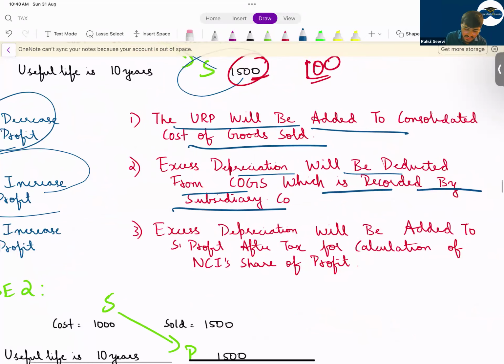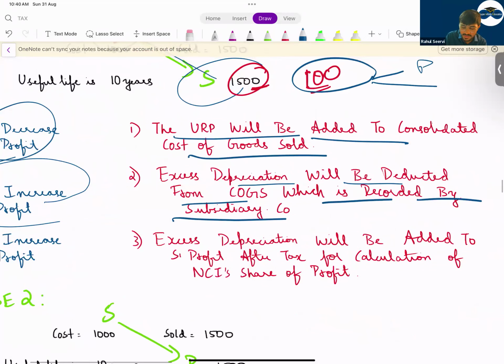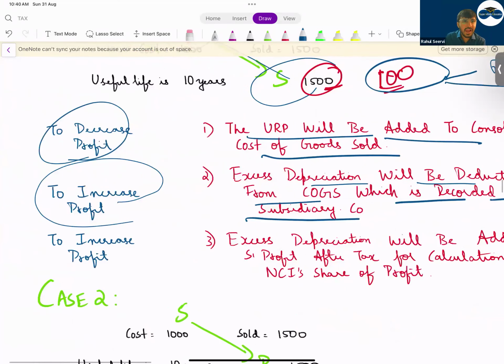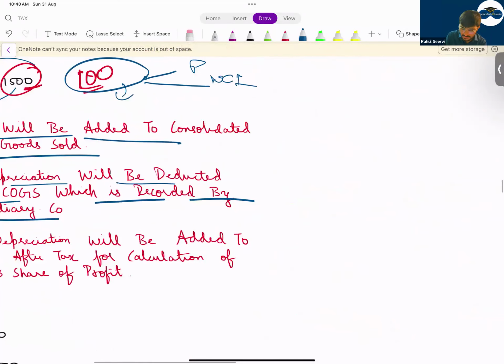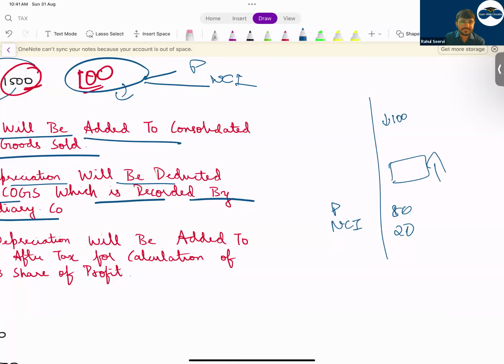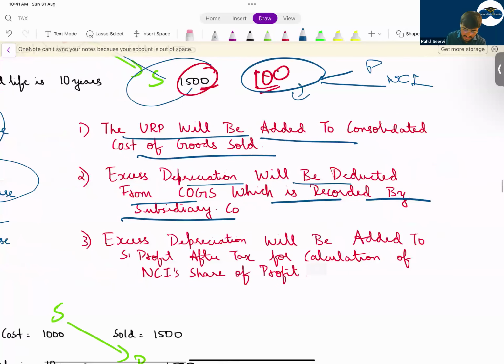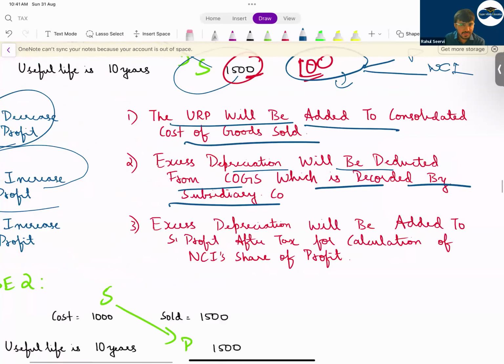If the subsidiary's profit is taking a hit, can I say it will hit what? Parent and NCI again. So, what do we do? This excess depreciation, we will add to the profits of NCI and parent: parent will increase by 80 and NCI by 20 here. And in the cost of goods sold, we will reduce the cost of goods sold by 100. So automatically the profit will increase here. So excess depreciation will be added to the profit after tax for calculation of NCI's share of profit.